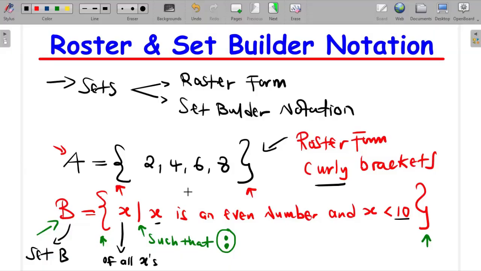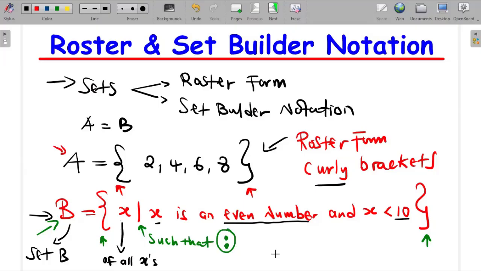Okay, if there are no questions, you can now see that this set A is actually the same as set B. This is just in roster form, and this is in set builder notation. When you go to set B, you can see I'm saying x is an even number, and that number should be less than 10. So what you have to know here is what even numbers are. Even numbers are numbers that can be divided by 2 without leaving any remainder, meaning 2, 4, 6, 8, 10, 12, 14, just like that.